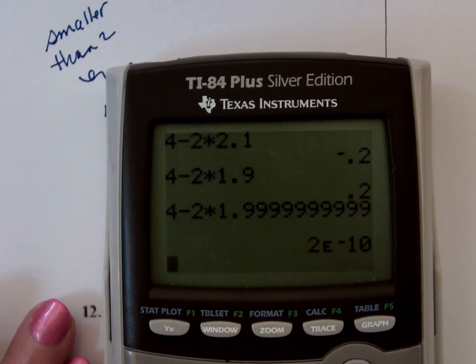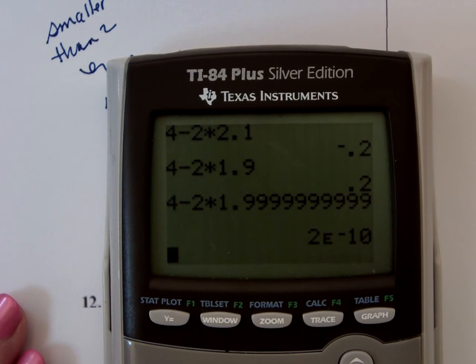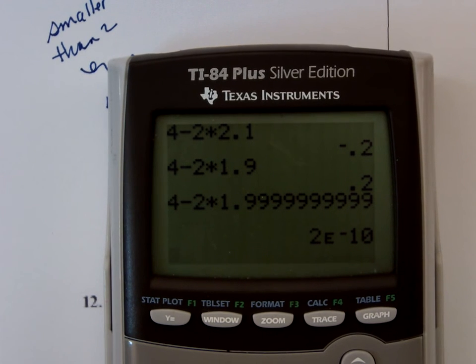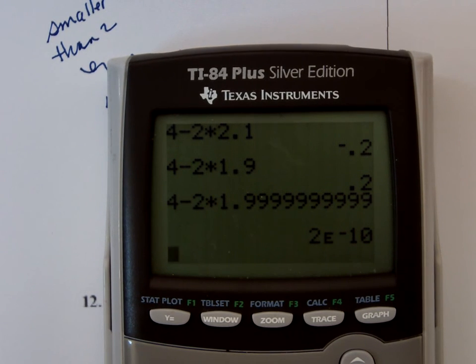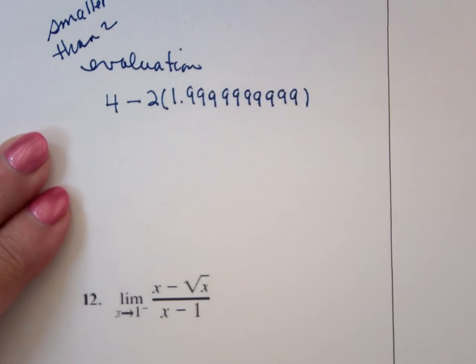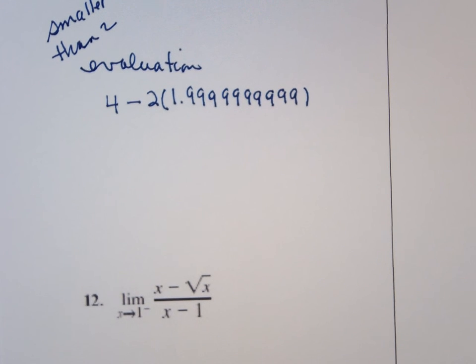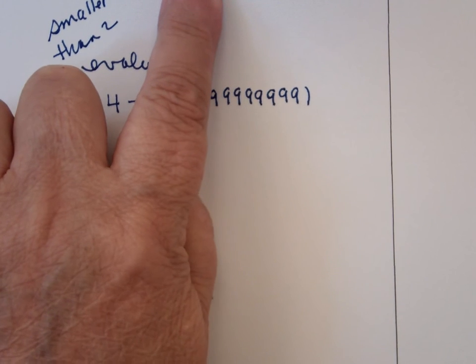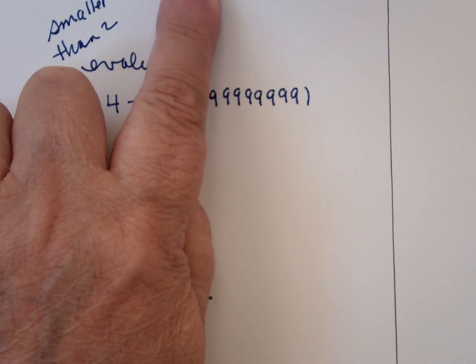2 times, I should get my color calculator out, it'll be better. 2 times 10 to the negative 10. So it's going to be 0.9 zeros and a 2. So that is very close to what number? 0. Can it ever be 0? It's a question. Could it ever be 0? Yeah, I can put 2 in. Does 2 make sense in this problem? Yeah. Something bigger than 2 does not.